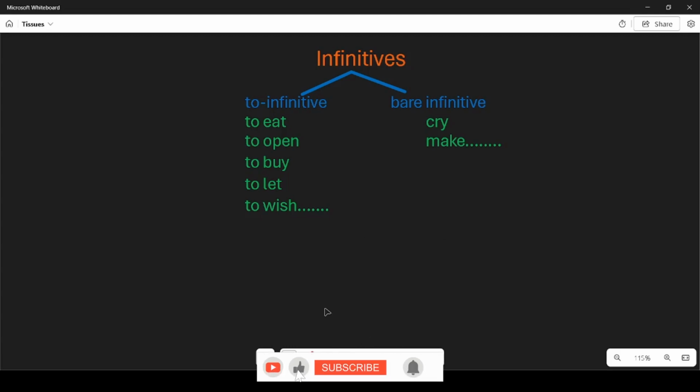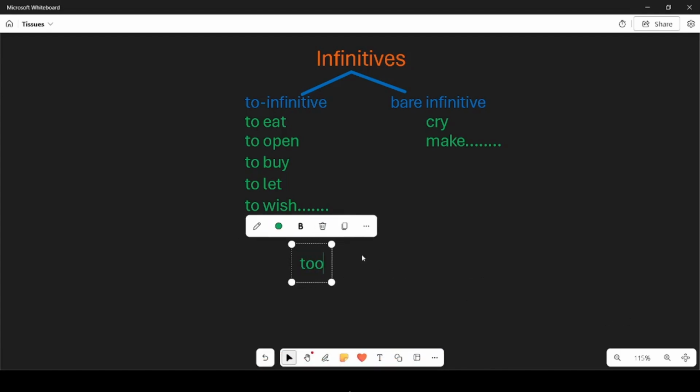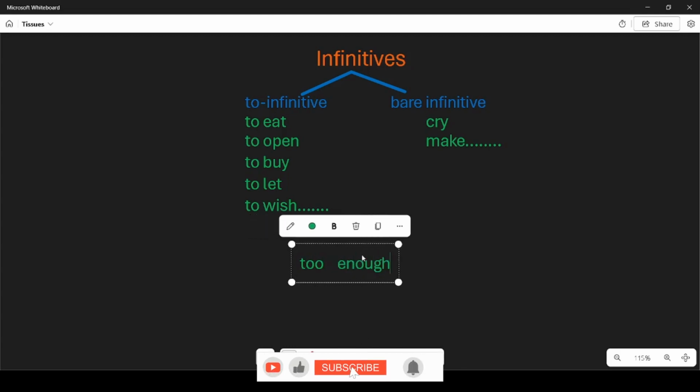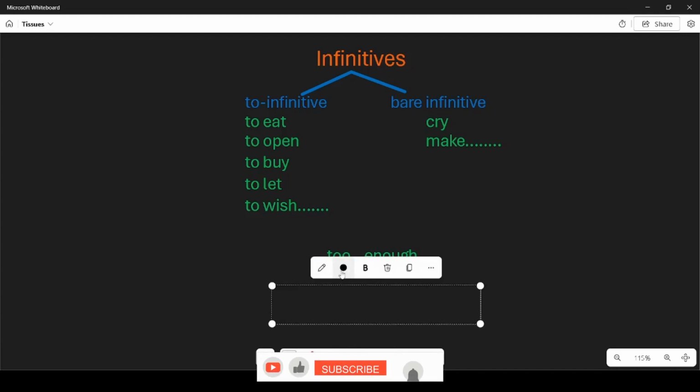Too and enough. Let me explain that. When I say "too," I mean the "too" with double O, and we have "enough," ENOUGH. We often use the to-infinitive along with too and enough. Look at these sentences. The hall was so small that all of them couldn't sit comfortably. So we can change this sentence into this: the hall was too small for all of them to sit comfortably.